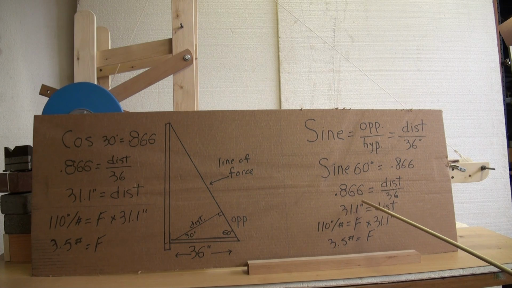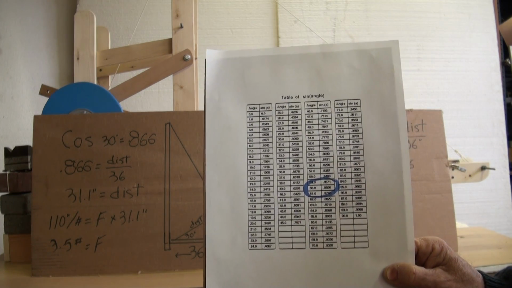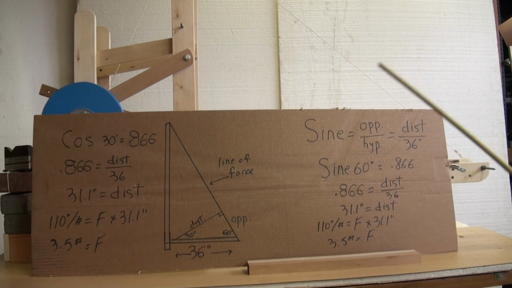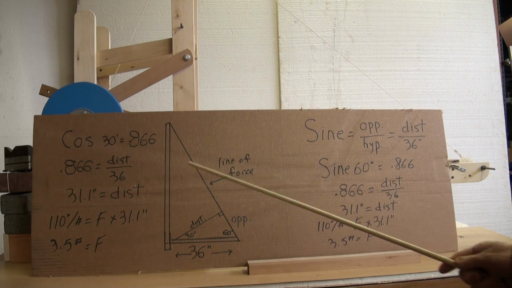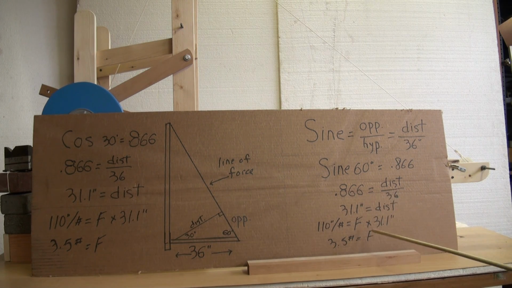So here's the formula. And the sine of 60 degrees, guess what? Same number, 0.866. So this formula is the same as that formula. And we're going to get the same answer. Everything else is going to be the same.